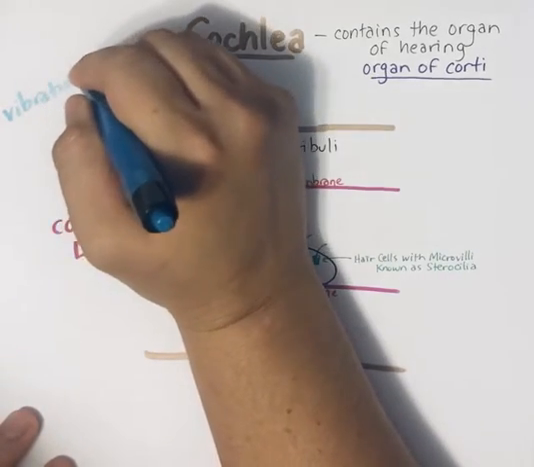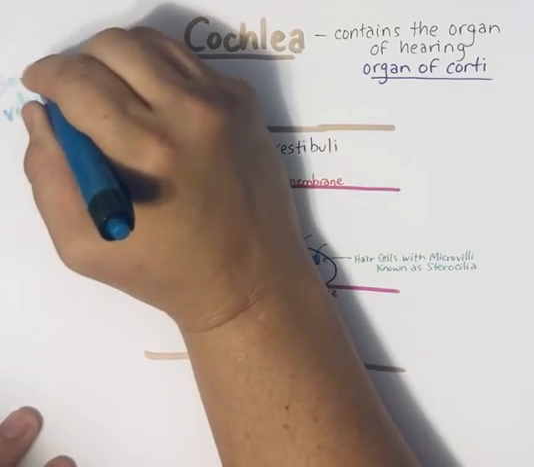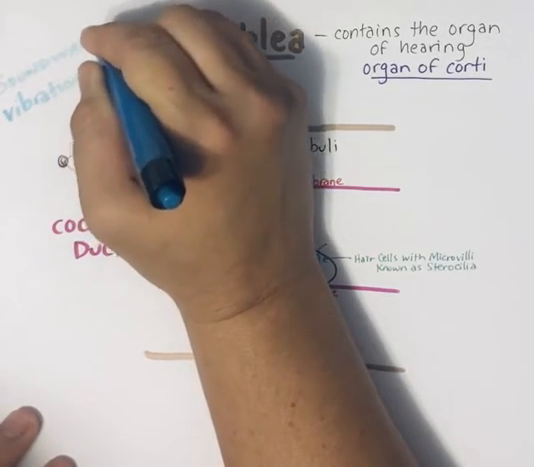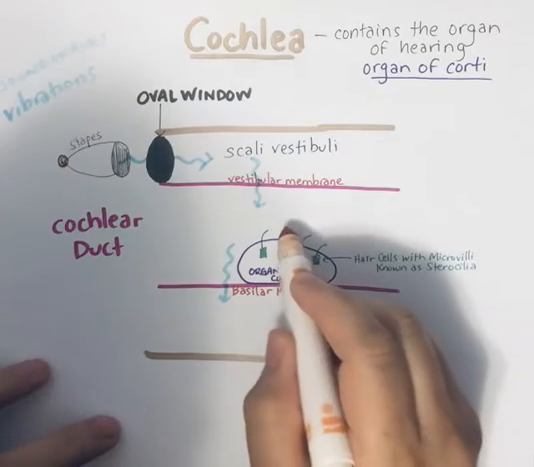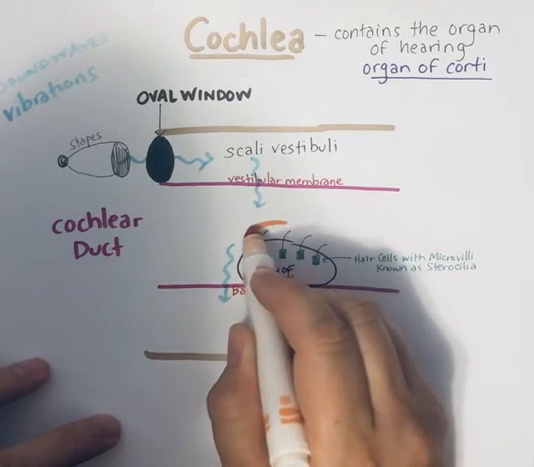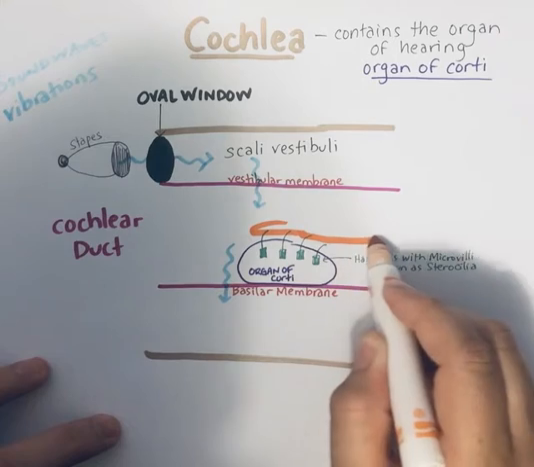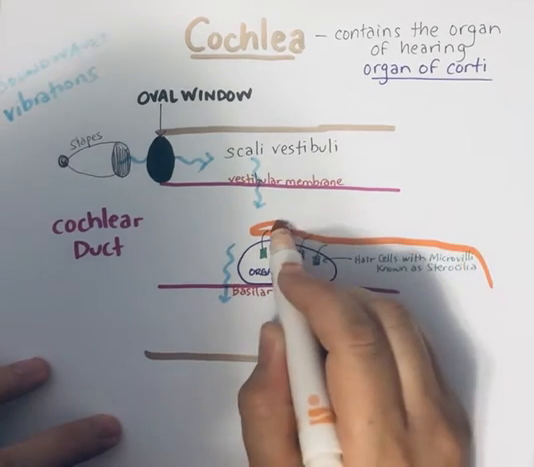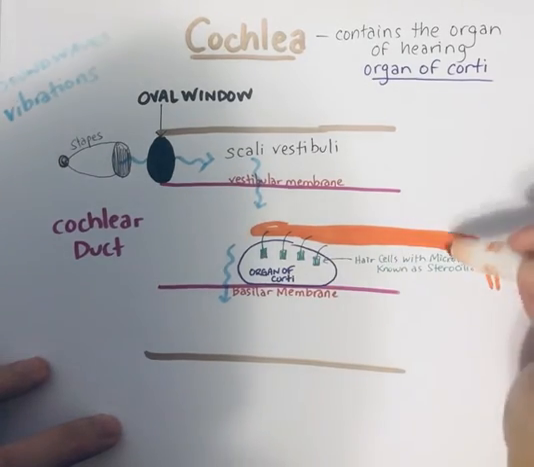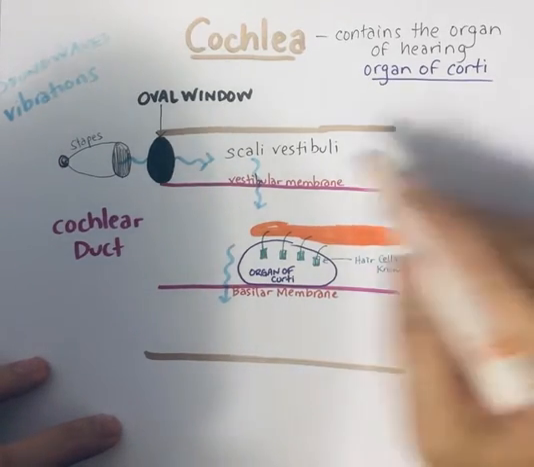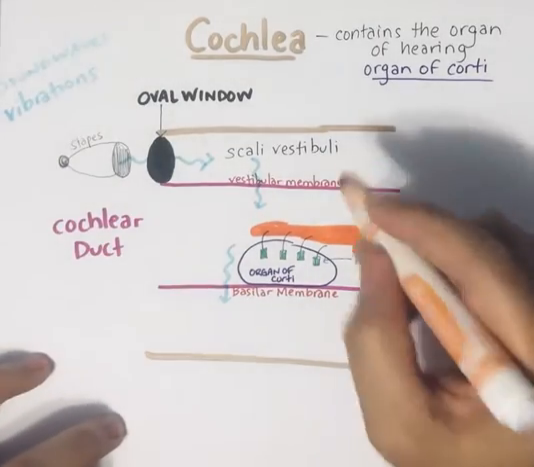Sound waves create vibration. So what happens when the basilar membrane vibrates is these little hairs, these little microvilli, are going to rub onto a membrane that sits right above the hair cells. So I'm going to draw it out a little bit. The membrane that the hair cells bend against is known as the tectorial membrane.